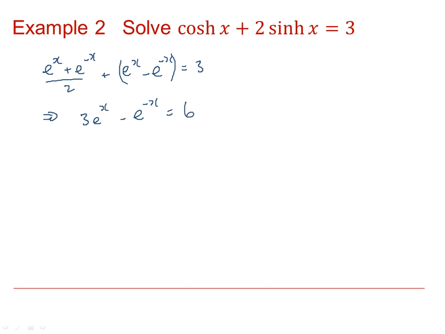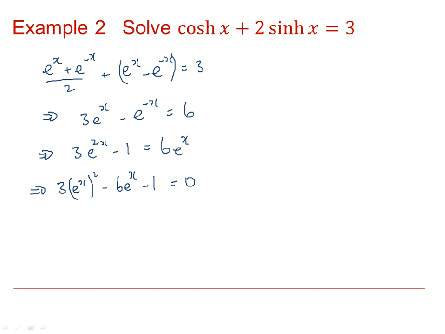We've got this trick then of multiplying by e to the x, which then gives us 3e to the 2x minus 1 is equal to 6e to the x, and then we can rearrange that to make it a quadratic, so that 3 e to the x squared minus 6e to the x minus 1 is equal to 0.